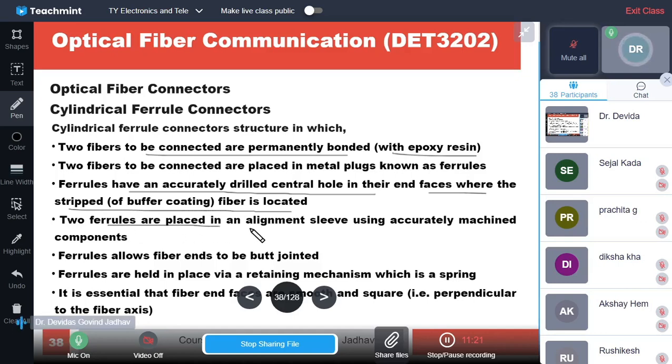Two ferrules are placed in the alignment sleeve using accurately machined components. Ferrules allow the fiber ends to be butt joined, and the ferrules are held in place by a retaining mechanism with the spring. It is essential in this case, because it is mechanical splicing, to have end face preparation, and the ends must be square, that is perpendicular, and smooth.